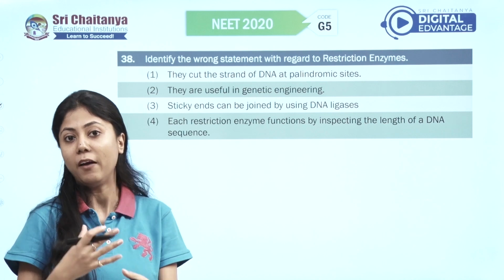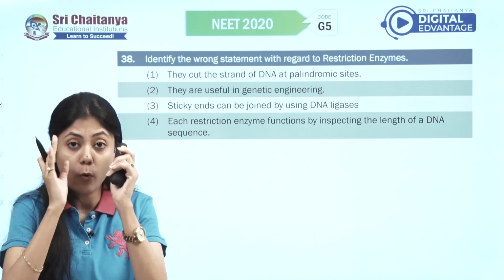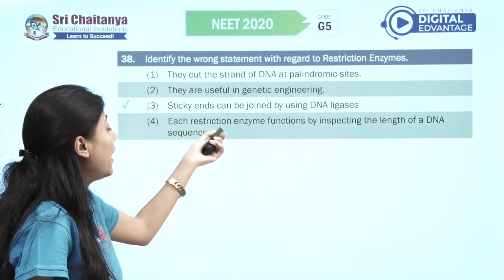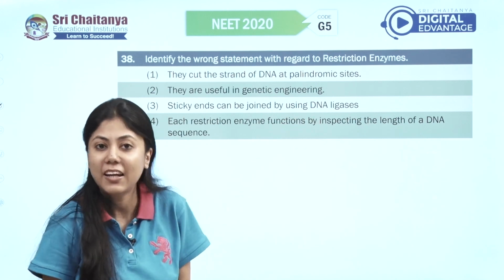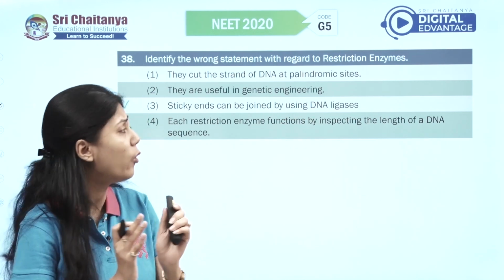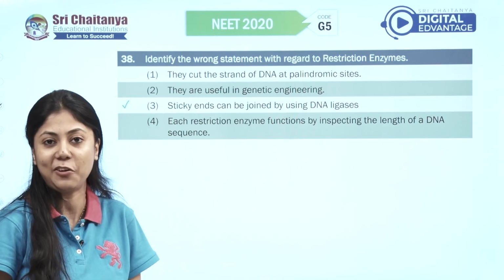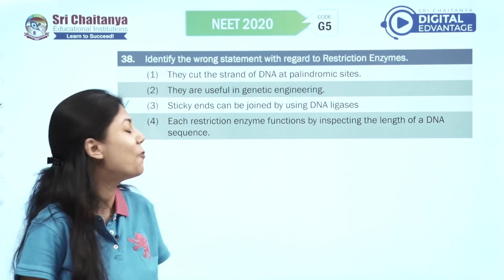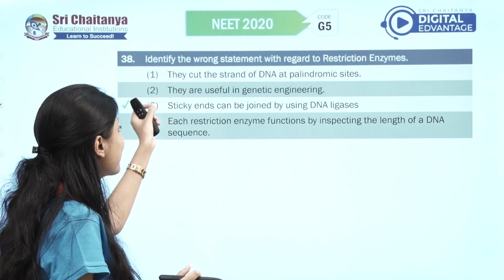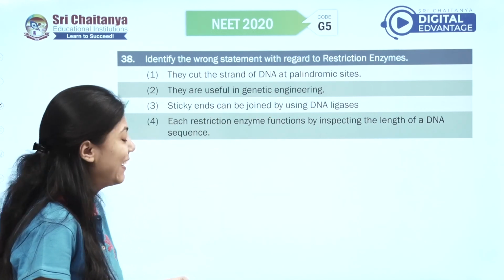There might be some ambiguity, but what you can think is like this: sticky ends can be joined by using DNA ligases. We can think of it like this, that there is no role or no relation between DNA ligase and restriction endonucleases. So that is why we can pick this as the correct option, that is, sticky ends can be joined with the help of DNA ligases.